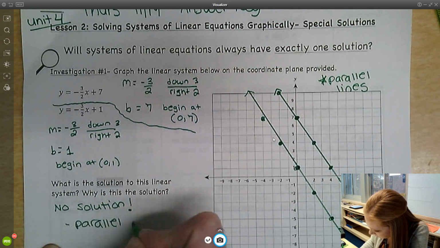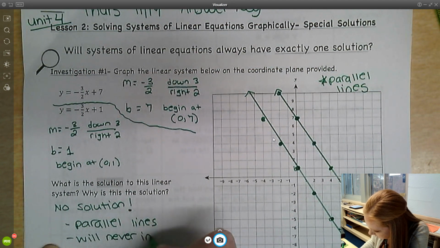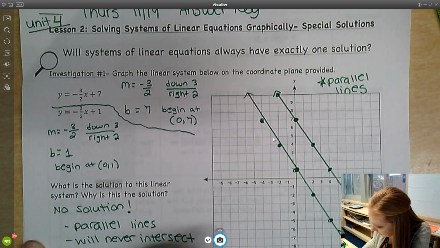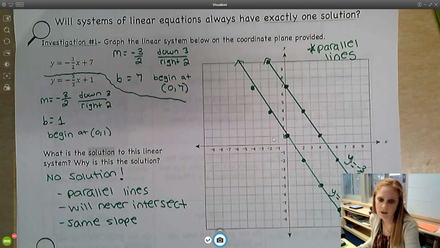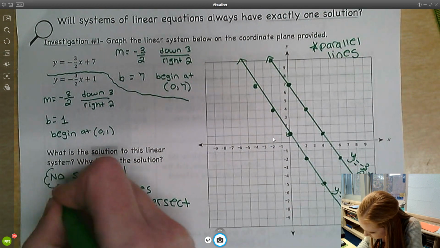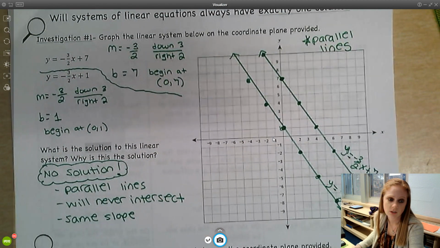Parallel lines will never intersect, and they have the same slope. That is what makes them parallel lines. So that's really important to identify. Now let's look at the second investigation. Let's just emphasize: no solution to this system.